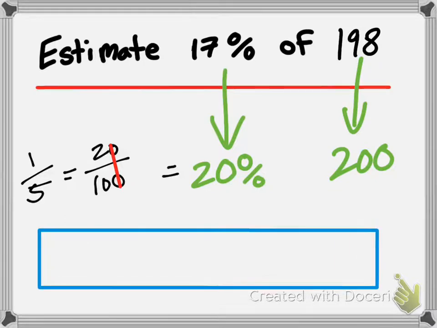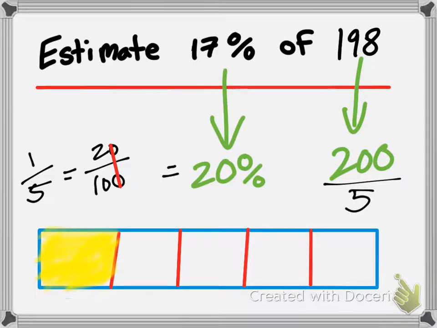Make sure you guys have these memorized. It'll make your lives way easier. So I'm splitting it into 5 parts because we're dividing by 5. It's on our denominator. We're dividing, and I only care about one of those pieces. So what is 200 divided by 5?